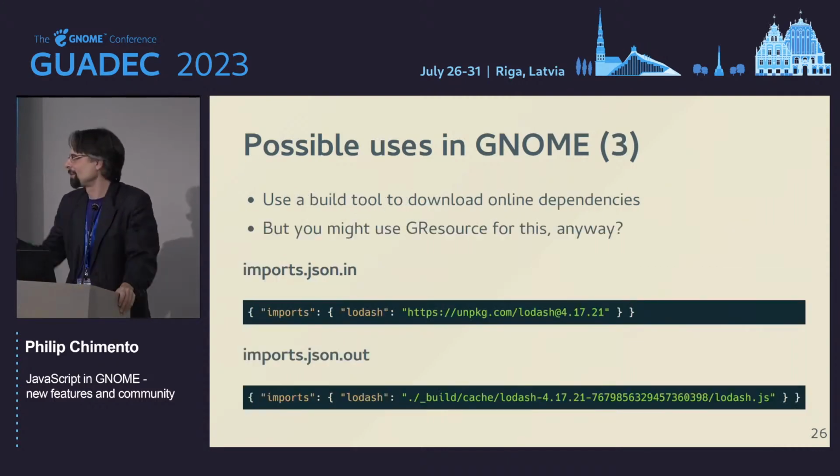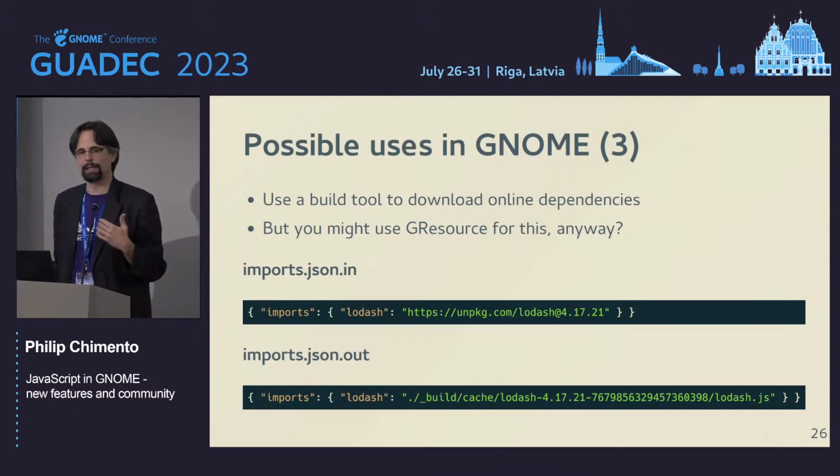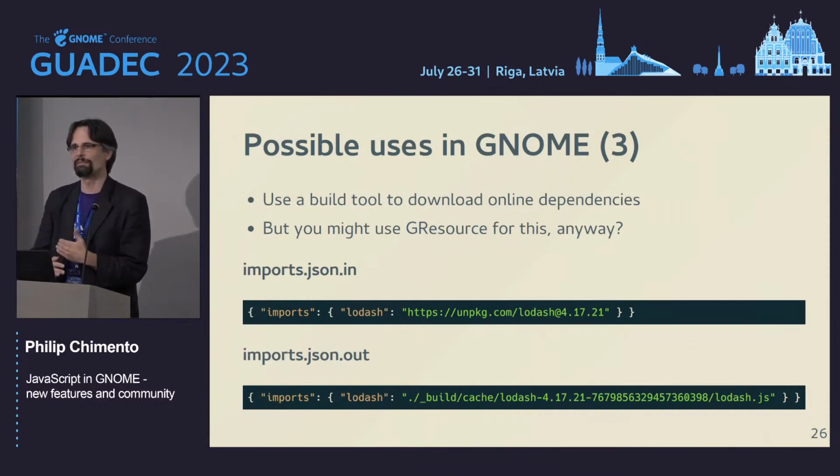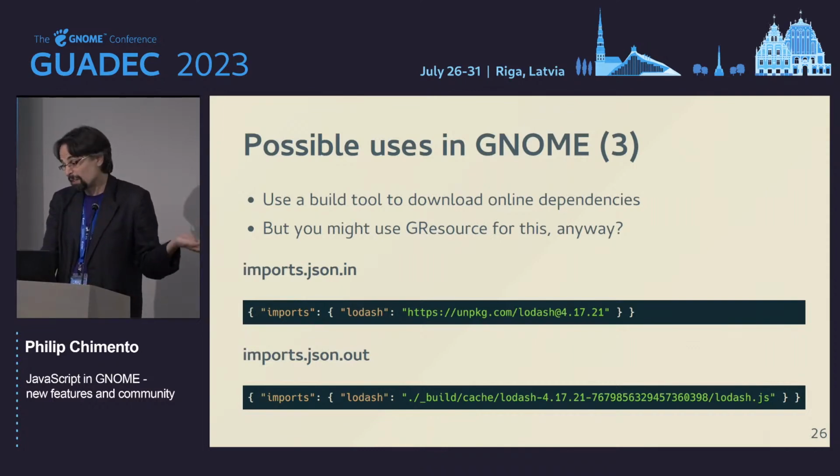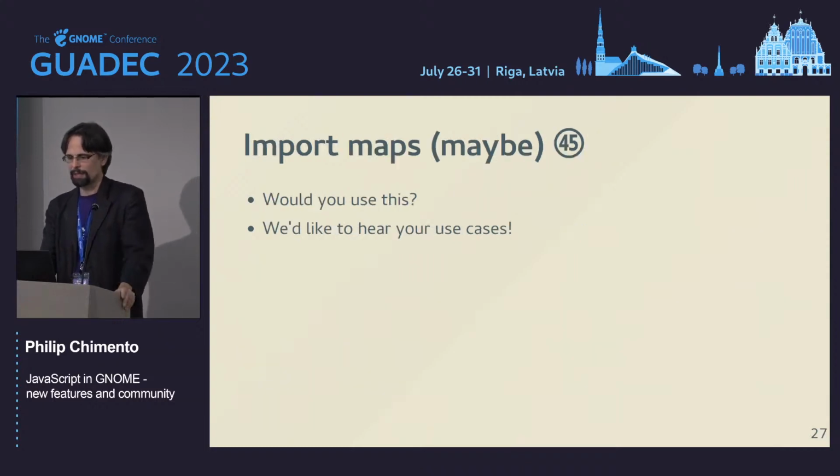Another thing, I won't talk too long about this because Sony might talk about this tomorrow, but you could also import something from an online URL and have your build tools download and cache that and write that in an import map. But you might also use gResource for this in your build system. So there's more than one way to do this. What we'd be interested in knowing is, would you be interested in using this? And what use case? What would you use it for? We still have some questions to answer, but we'd love to hear from you about this.